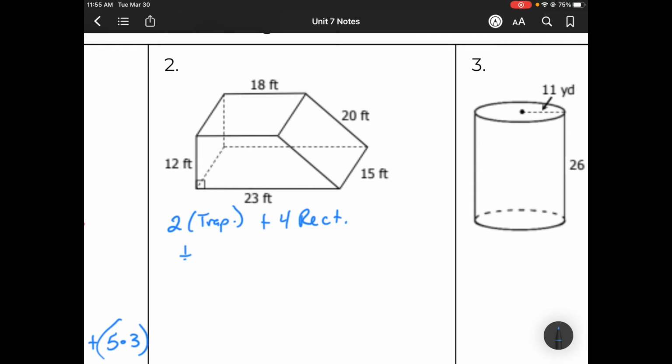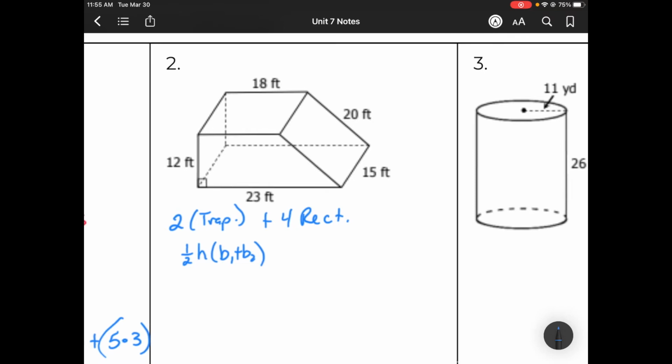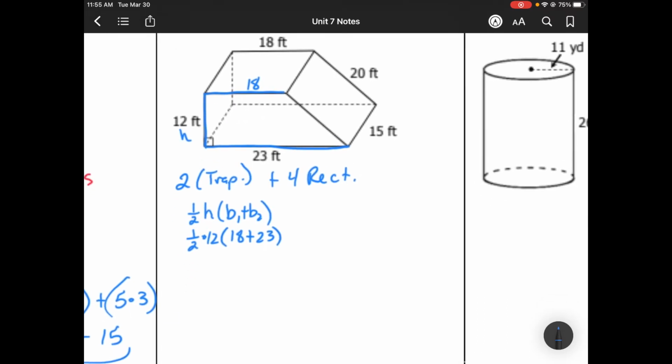Remember, the area formula of a trapezoid is 1/2 the height of the trapezoid times the sum of the bases. Okay? So the height of your trapezoid, remember, is perpendicular to both bases. So if this is base 1, which is 18, and this is base 2, 23, the height is 12. So that's 1/2 times 12 times base 1, 18, plus base 2, 23. Let's go ahead and simplify that down. When I multiply all that out, 23 plus 18 first, then times 12, then divide by 2, I get 246. So the area of that one trapezoid is 246.